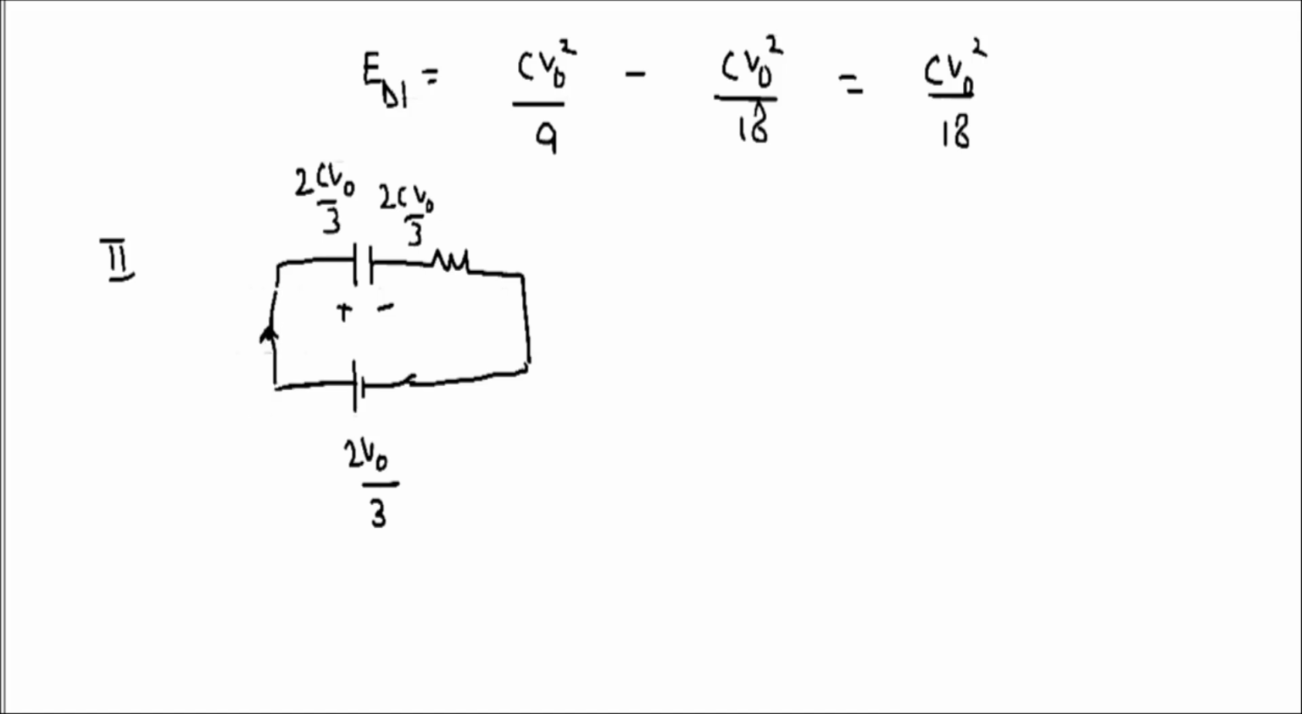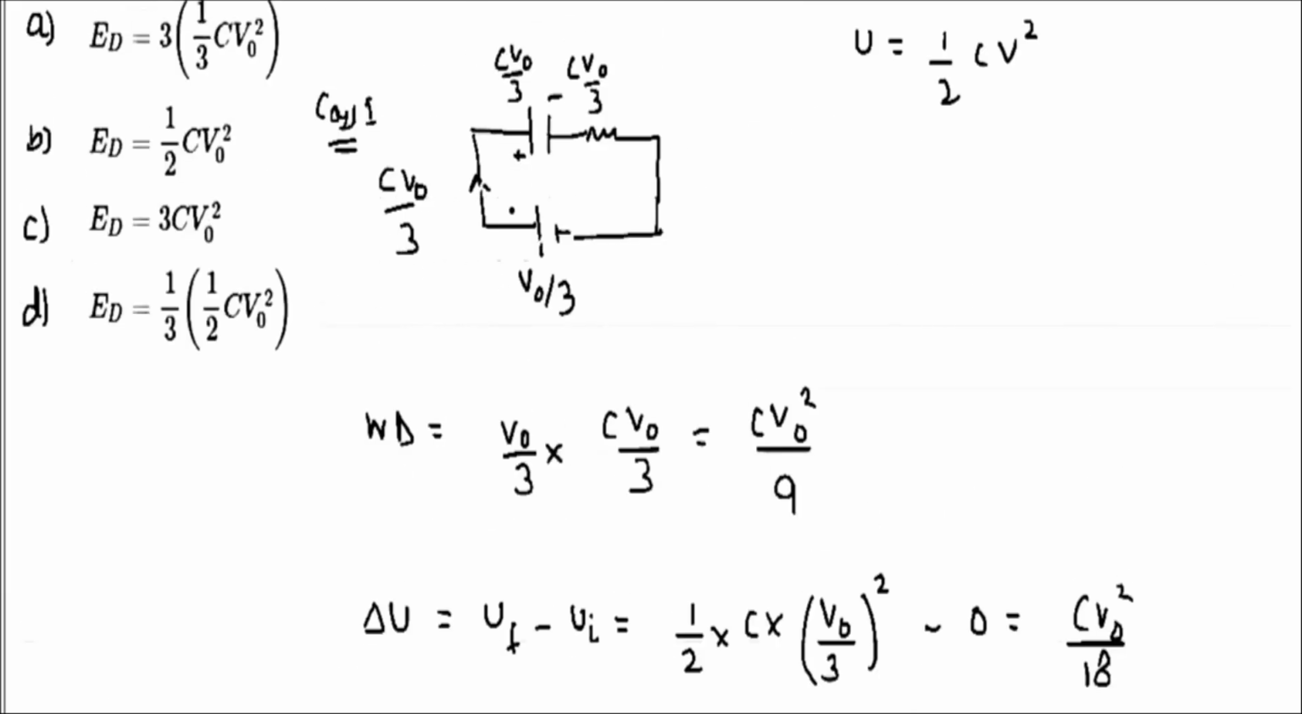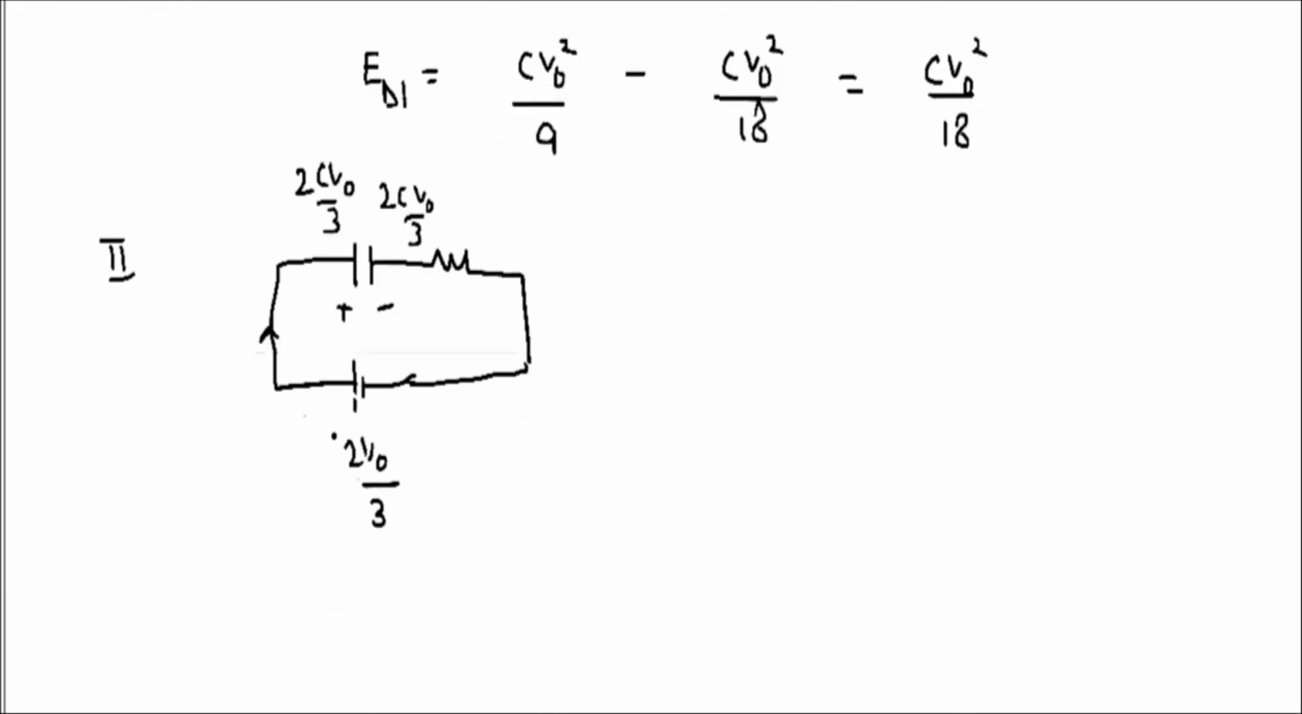So what is the charge which has flown through this part? It would be CV naught by 3, the final charge, minus the initial value of the charge, which was CV naught by 3. If we subtract these two quantities, it would turn out to be the charge flown by the battery, CV naught by 3.